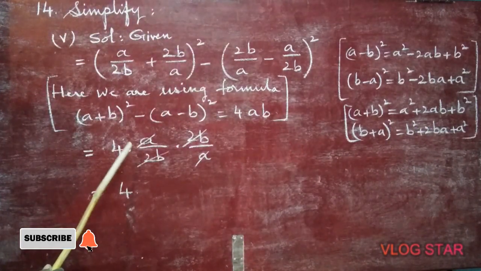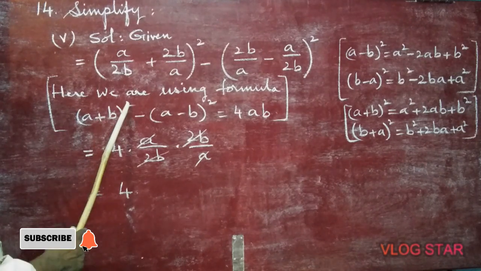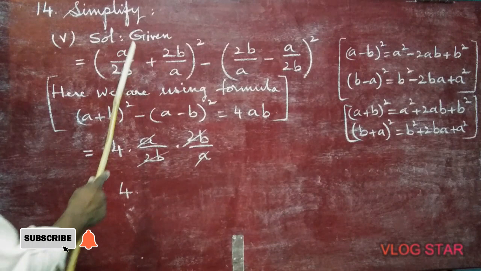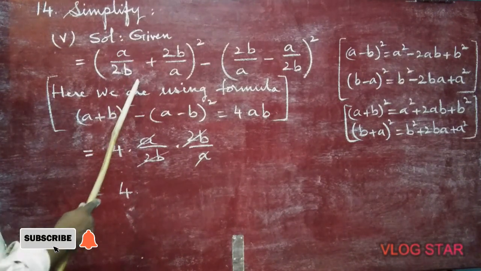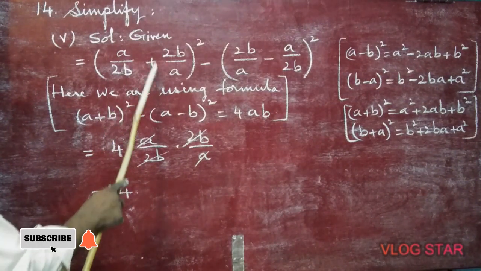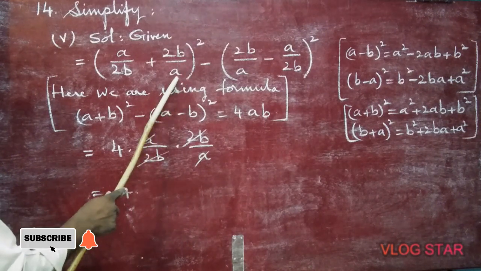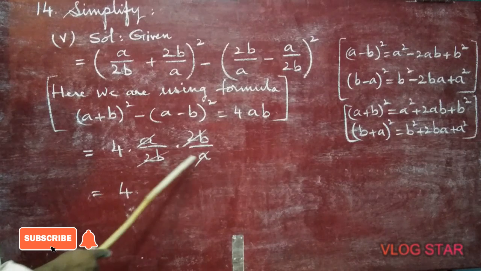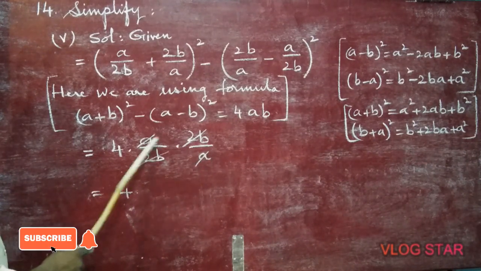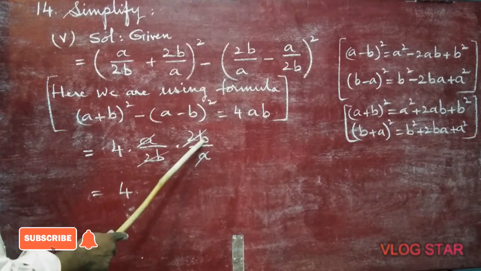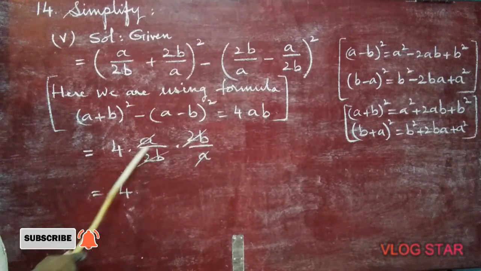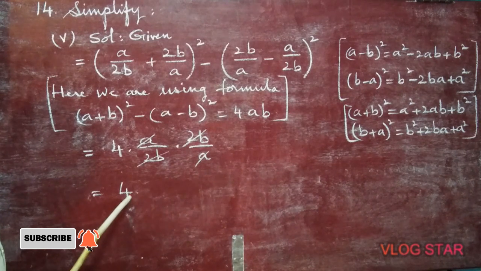So now (a+b)² − (a−b)² is equal to 4ab. In the place of a, a/2b is there. In the place of b, 2b/a is there. So 4ab: here a in the numerator and a in the denominator both get cancelled. Here 2b in the numerator and 2b in the denominator get cancelled. So 4 into 1 into 1. 4 ones are 4. So the answer is 4.